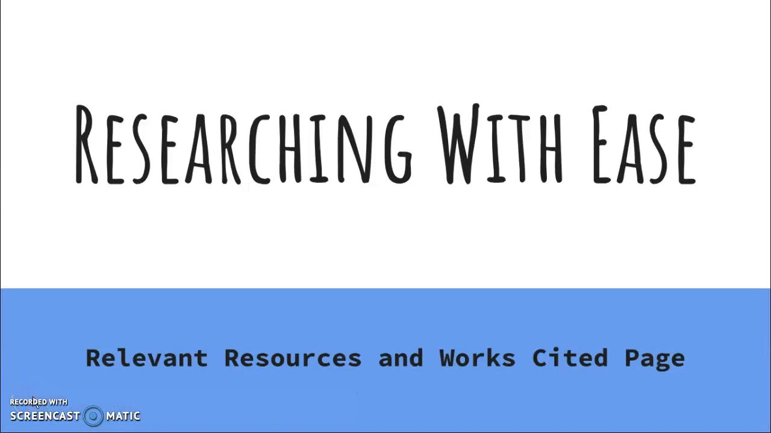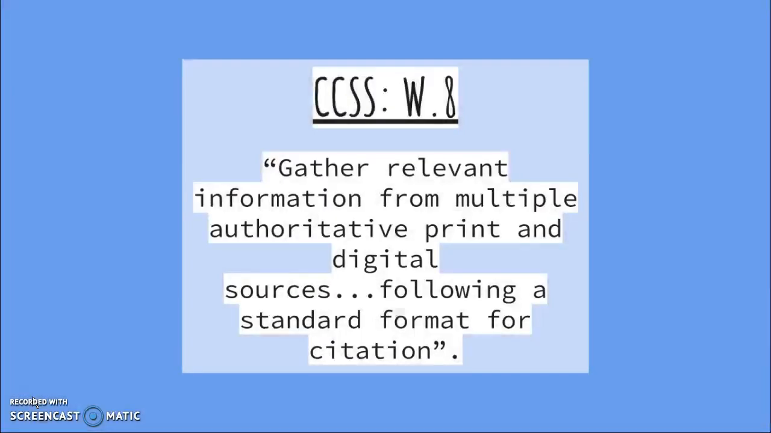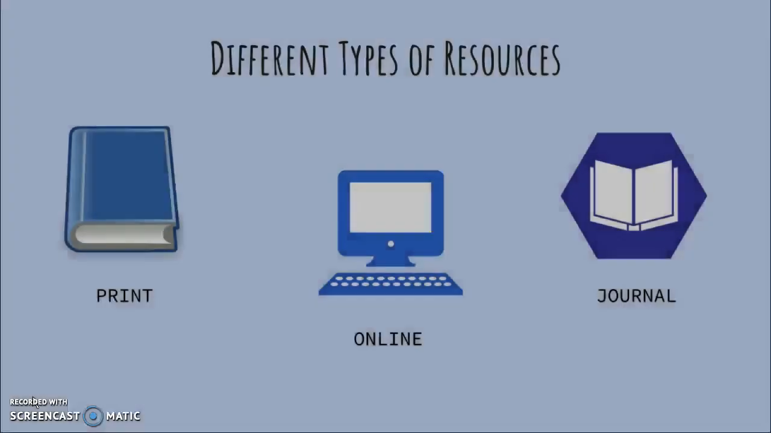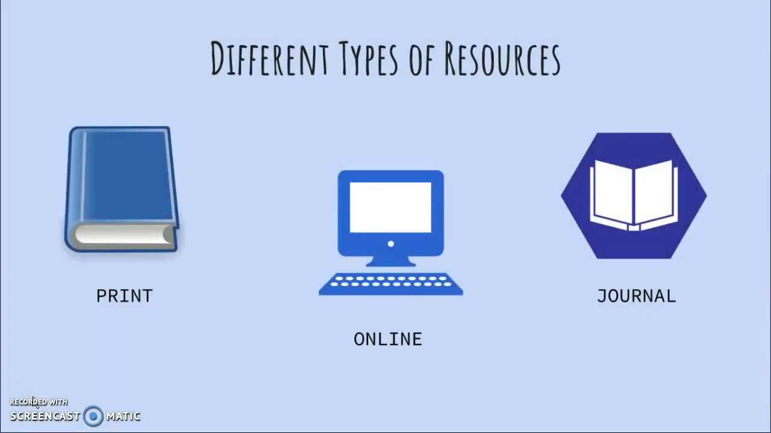Research can be tricky. This presentation will give you basic information about finding relevant sources and creating a works cited page. This instruction meets the Common Core Writing Standard number 8 for multiple grades. These are the 3 types of sources that this presentation discusses.